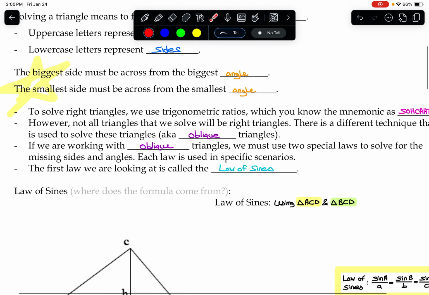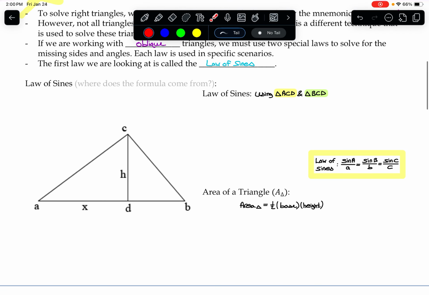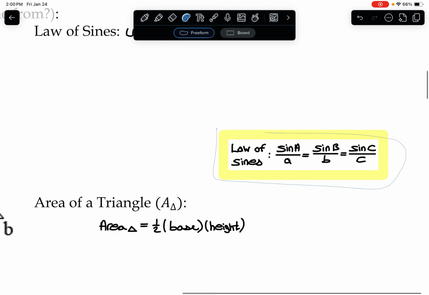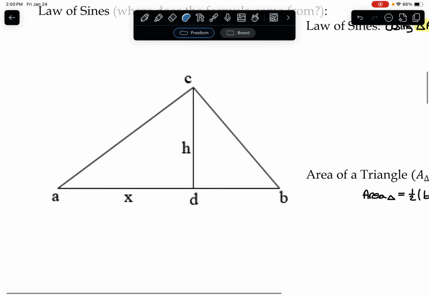So the first method we're going to look at is called the law of sines. Down here, I'm actually going to prove the law of sines. I give you what it actually is over here, but I want to work our way up to it. So I'm going to move this over a smidge, and we're going to work over here in this figure.